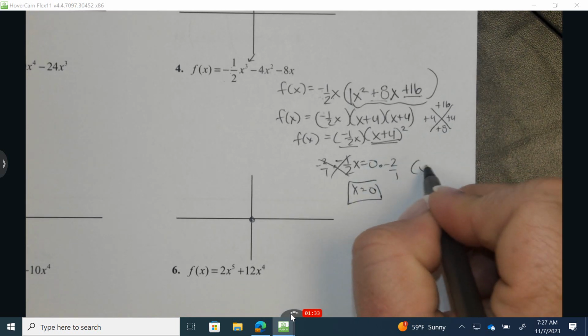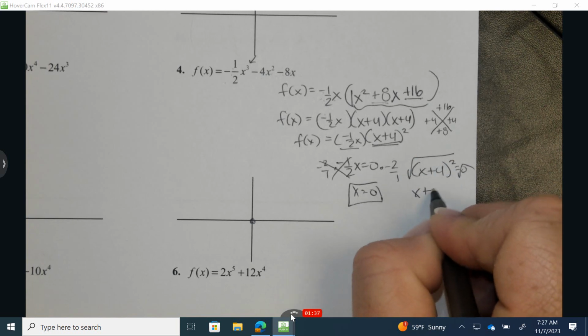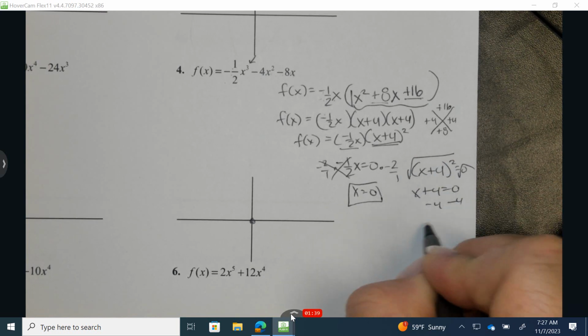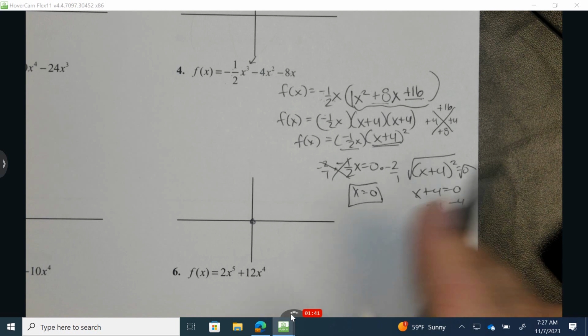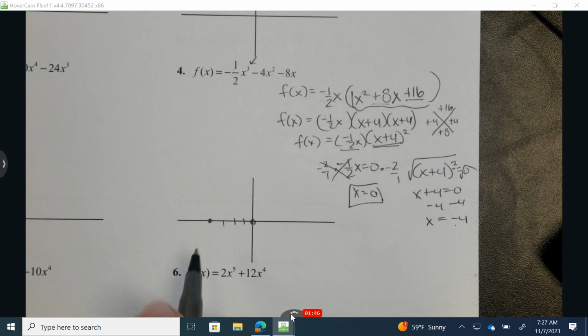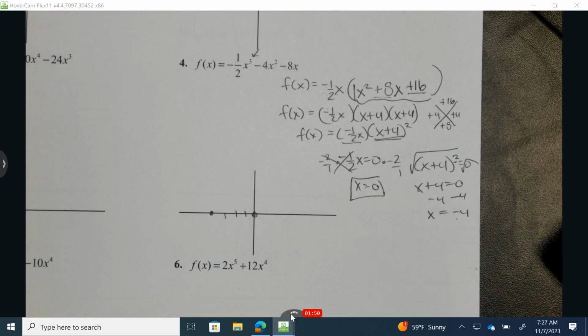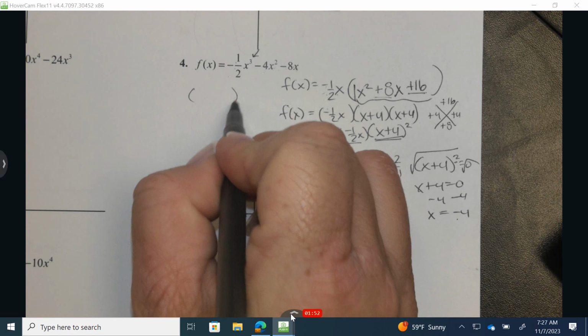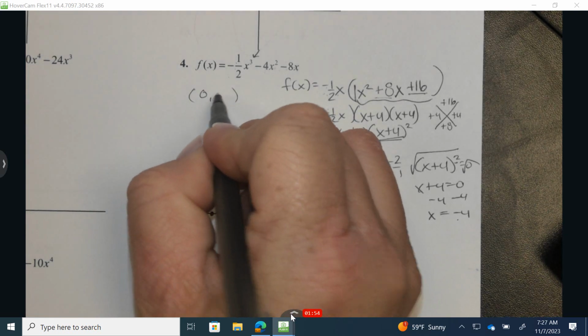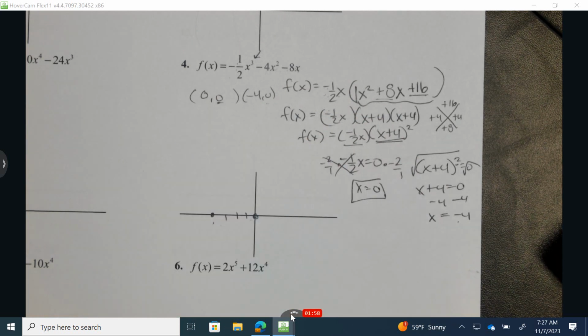I'm going to take the second quantity and set it equal to 0. And I get negative 4. Now this is a double at negative 4. 1, 2, 3, 4. So here are my 2 x-intercepts for this problem. Remember that when you identify an x-intercept, like this is 0, 0, and this is negative 4, 0. For x-intercepts, the y's are 0.